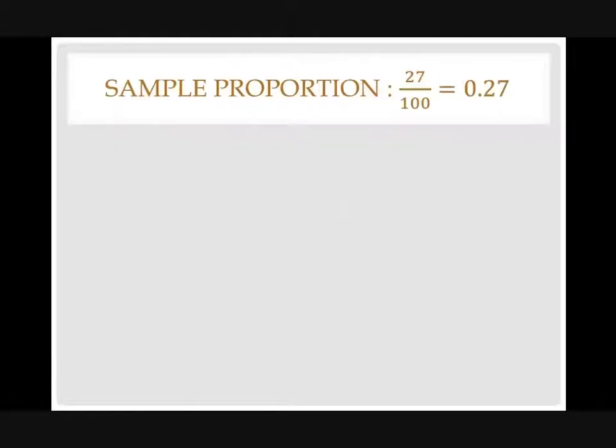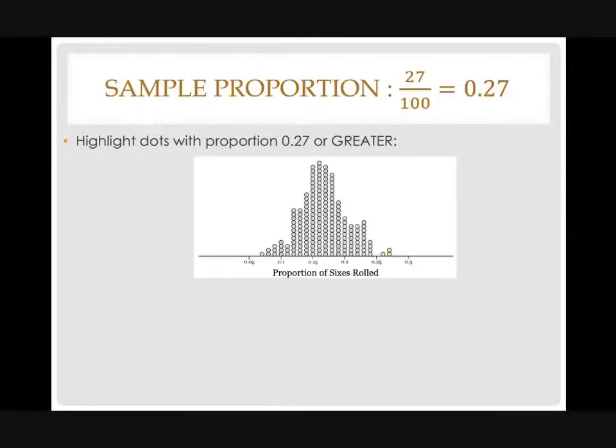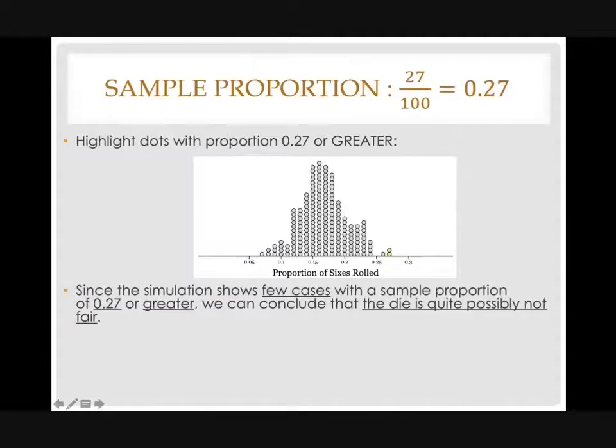Okay, so first thing we need to determine is that the sample proportion here is 0.27. So now we want to highlight the dots with the proportions that are 0.27 or greater. Okay, so you see here that in yellow, it's just these two. Since the simulation shows few cases with a sample proportion of 0.27 or greater, we can conclude that the die is quite possibly not fair.